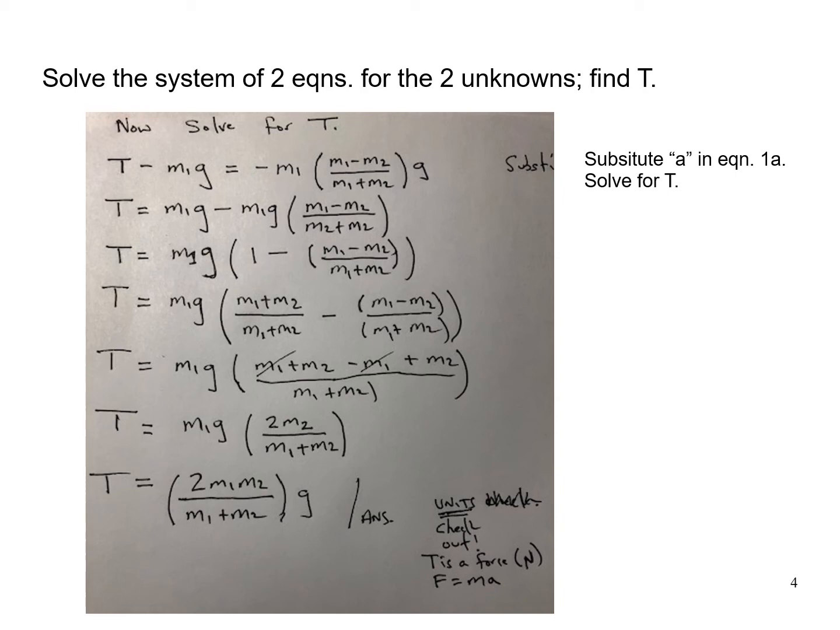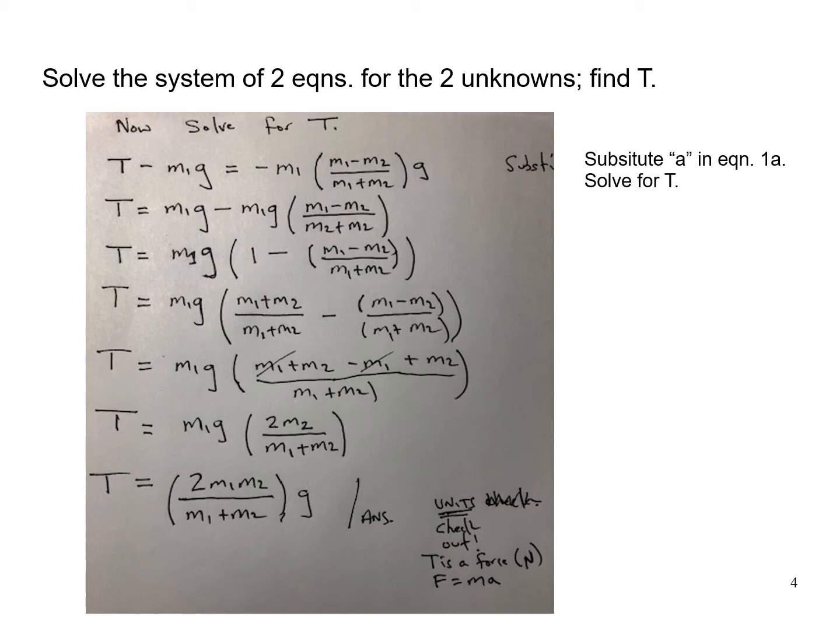Now, does our answer make sense? Well, let's check units. In the numerator of our first term, we have the product of two masses whose units are kilograms squared. In the denominator, we have the sum of two masses whose units are kilograms. Kilograms squared divided by kilograms reduces to kilograms. So our answer has units of mass times acceleration, or kg times meters per second squared. And this is exactly what we expect for a tension force.